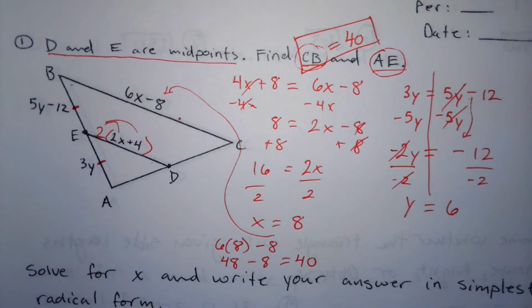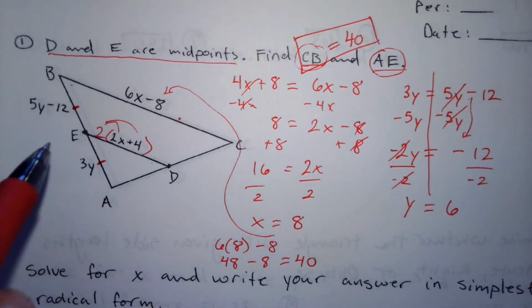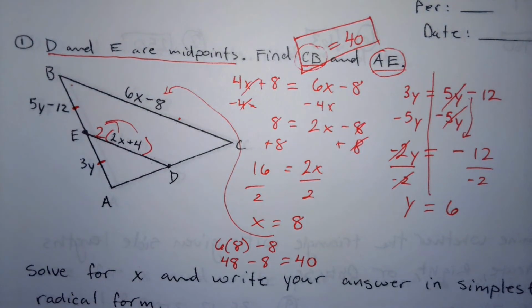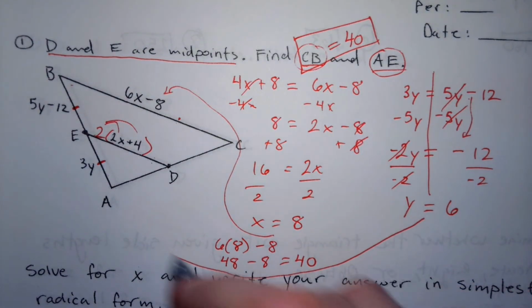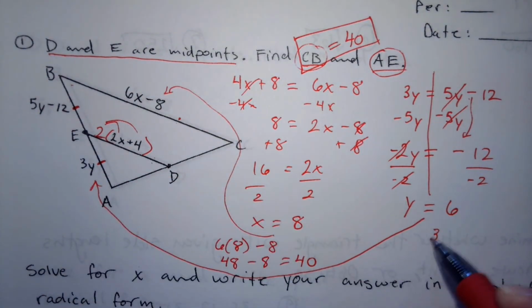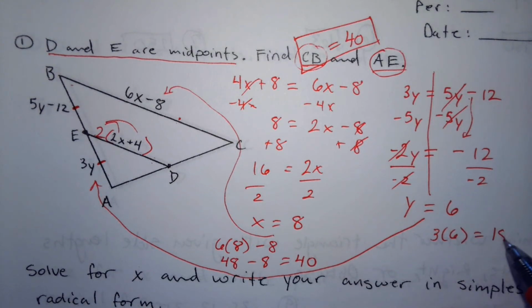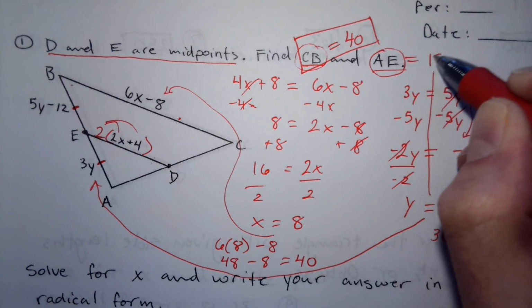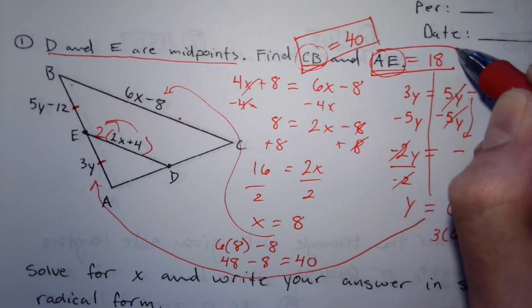Some people stopped here, but we're not trying to solve for y. We're trying to figure out what AE is. So AE, that's this segment. So I'd plug it back in. So 3 times 6 is 18. AE equals 18.